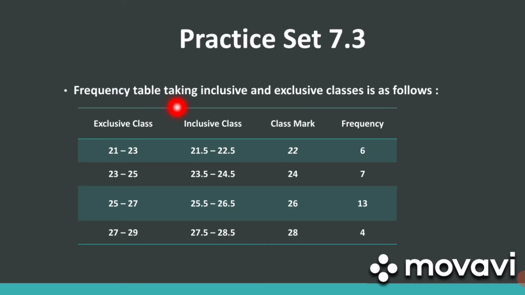Therefore, the frequency table taking inclusive and exclusive classes will be as follows. Exclusive classes will be continuous classes: 21 to 23, 23 to 25, 25 to 27 and 27 to 29. Inclusive classes will be discontinuous or discrete classes, which will be 21.5 to 22.5, 23.5 to 24.5, 25.5 to 26.5, and 27.5 to 28.5. The class mark and frequency are written as given in the question.